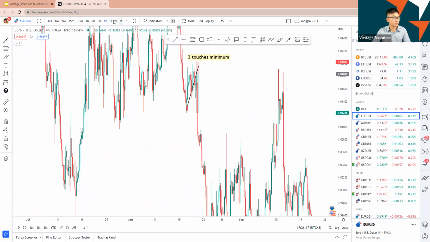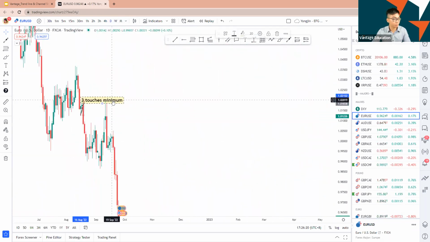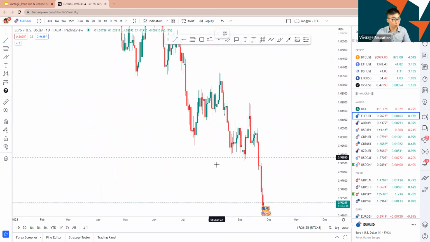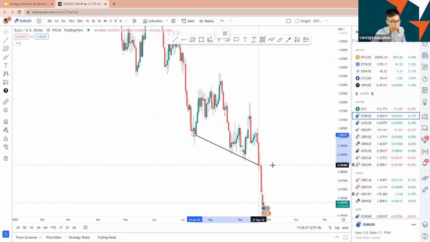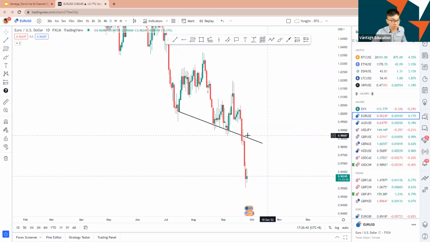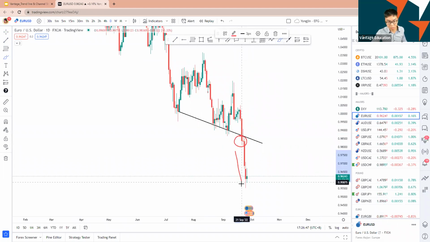Let's go to the daily on Euro USD. Let's take a look. Okay, so we have a trend line here. Let's draw it from the body. Okay, best fit. As usual, 1 touch, 2 touches, 3 touches. In fact, we have multiple touches here. But once price has broken out from this area, there's usually no retest on the larger time frame. Price just continues bearish all the way.